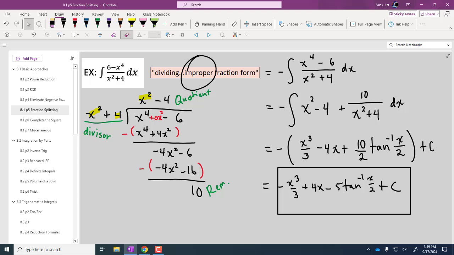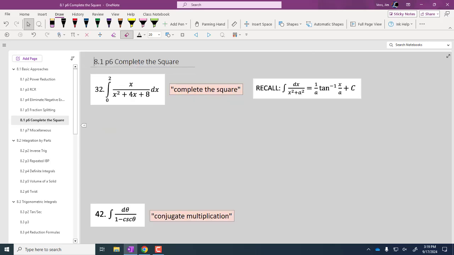Our next one-off technique, completing the square. Another one of those awesome algebra techniques that you haven't done in a while.